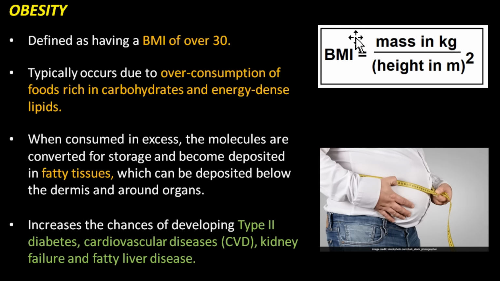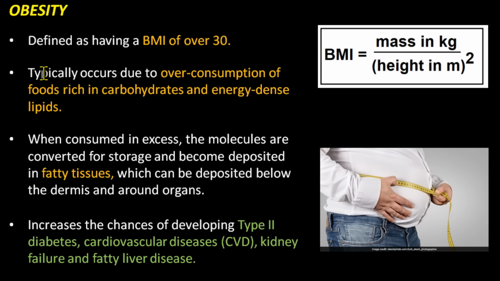Obesity is defined as having a BMI of over 30. BMI stands for body mass index, and it can be calculated by taking one's mass in kilograms and dividing it by their height in meters and squaring that value. Now, BMI is not the best indicator of health because according to this index here, a bodybuilder might be classed as obese because they would have a high muscle mass compared to their height.